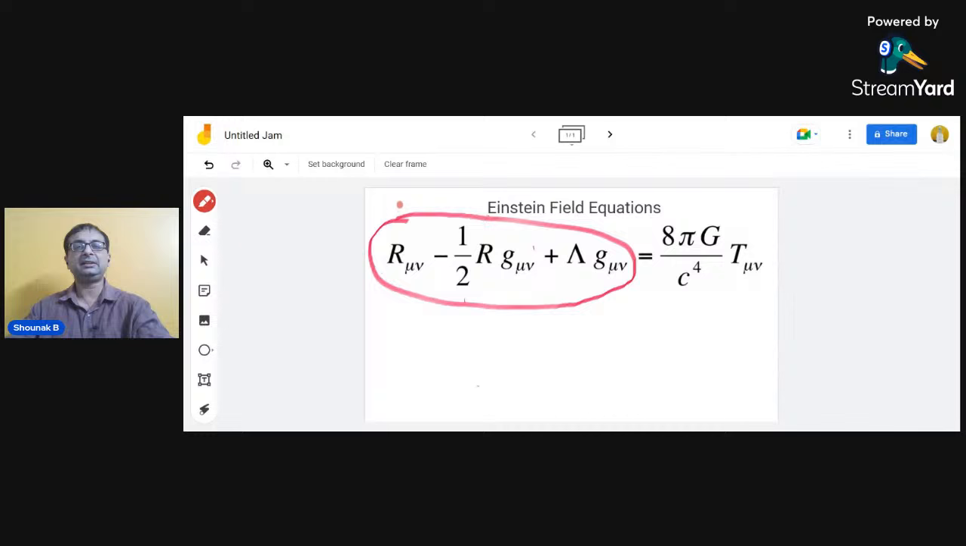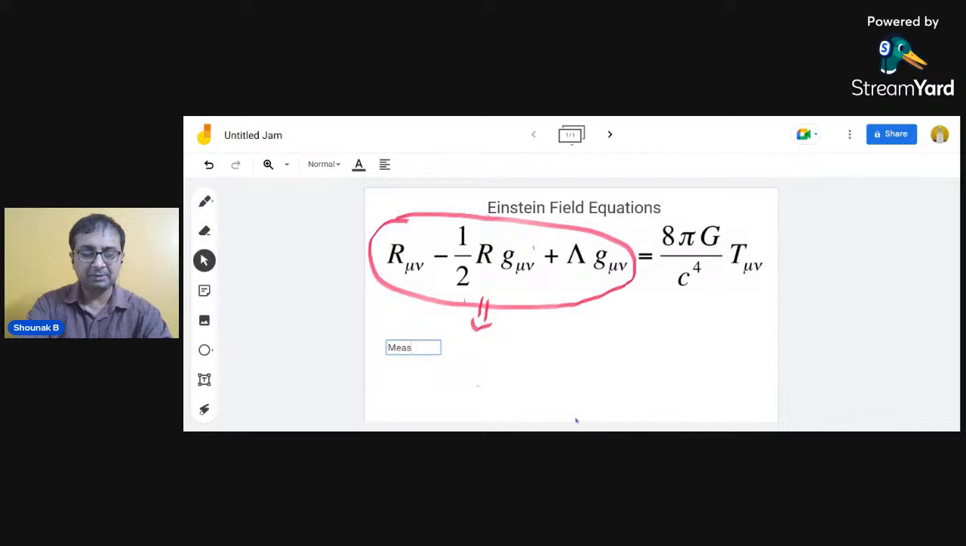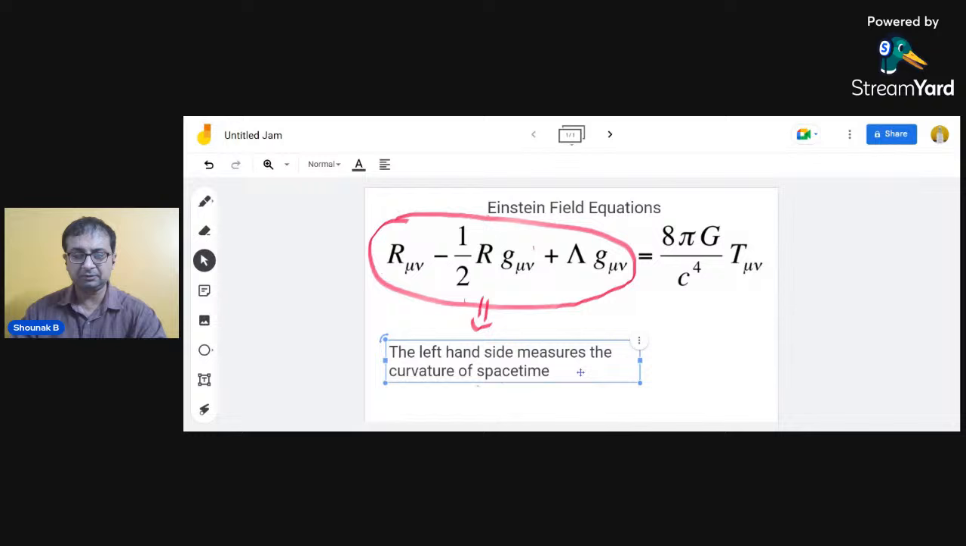Now, this we know that we have learned using the curves and the curvatures, right? So I would take this down, and this, I would say, measures, that means the left-hand side measures the curvature of space-time. Okay, I will explain each and every component, so be there. This is going to be a very interesting and informative lecture. So what it does is it actually measures the curvature of space-time.